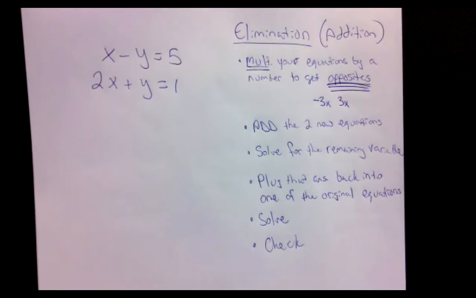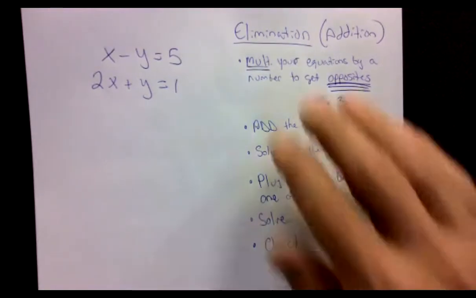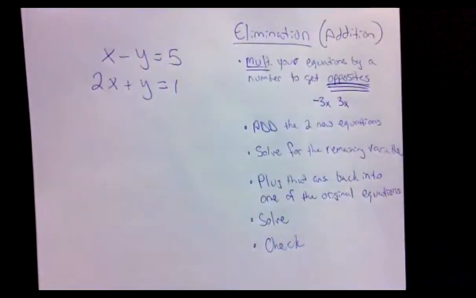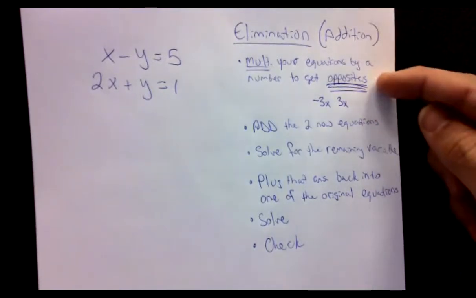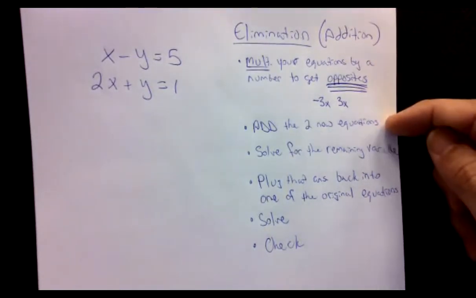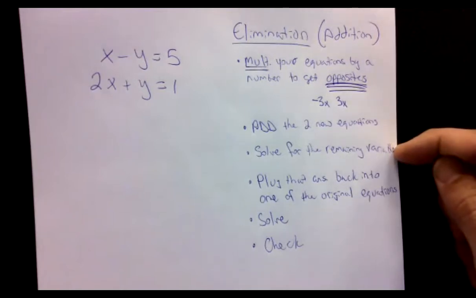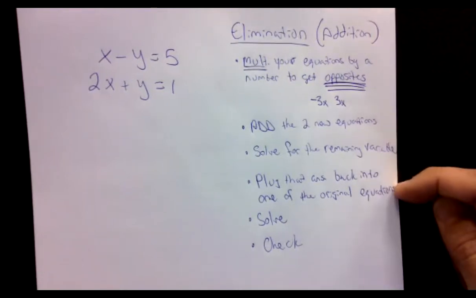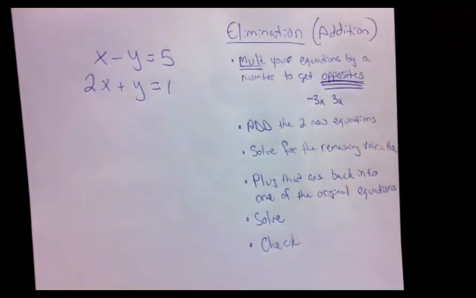Some of these steps, you can do multiples at the same time. Like I said, whenever I walk through this, it's going to be a lot more straightforward. This is just a user-friendly checklist to go through to make sure you're doing everything right. Step one, we're looking for opposites. Then we're going to add our equations together. We're going to solve, plug that back in and solve for the other variable, and then check your solution if you want to.